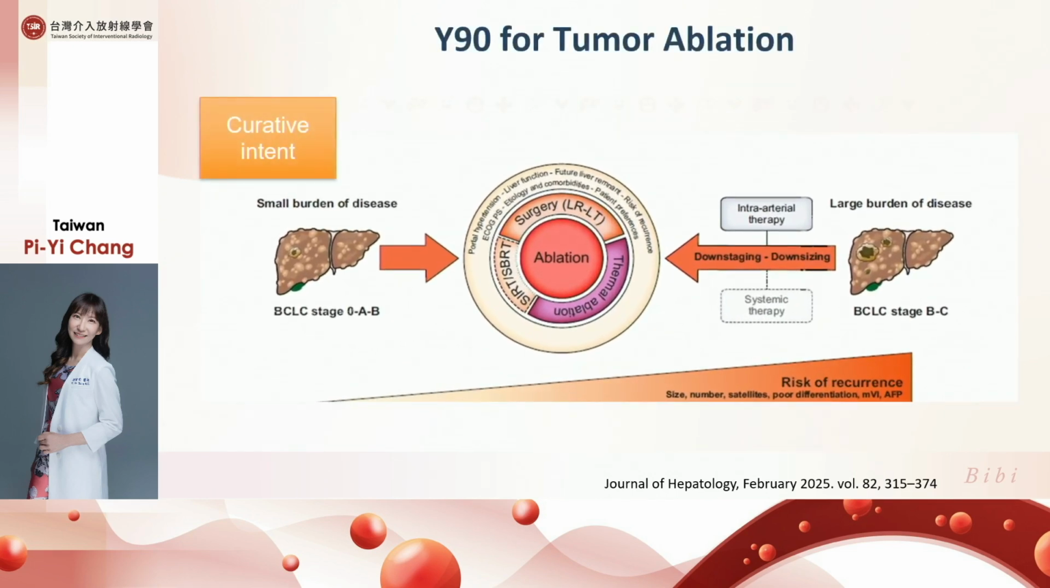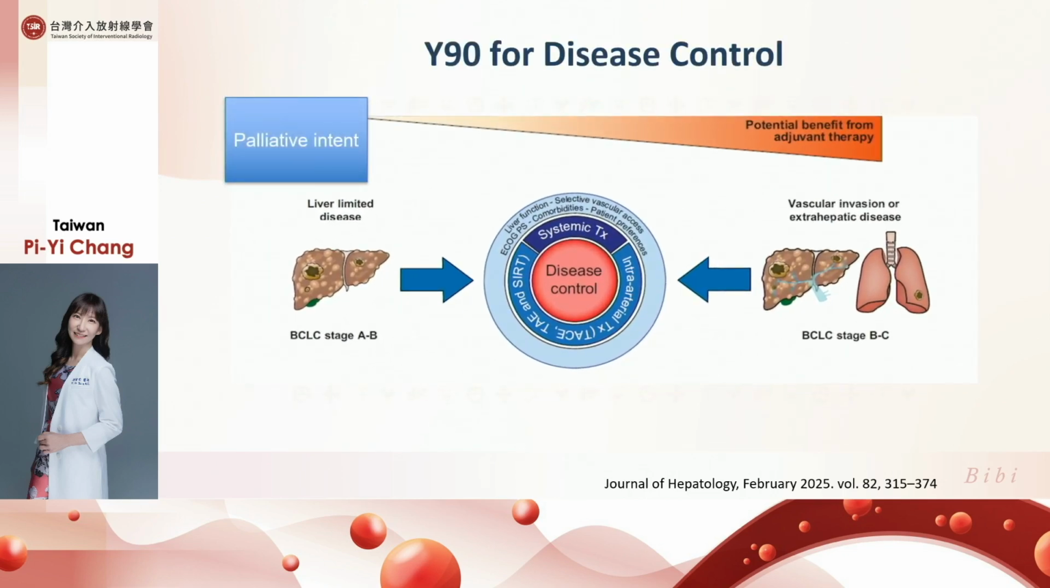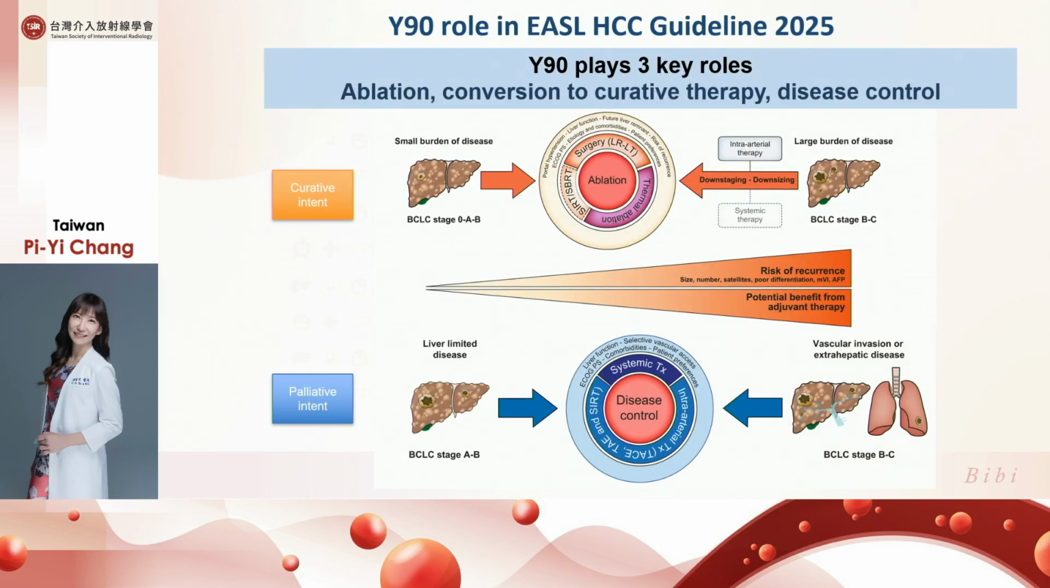So if Yttrium 90 can play a role for tumor ablation, we call it curative intent. And Yttrium 90 can also be used for disease control, for palliative intent. So Yttrium 90 in the ESO guidelines has 3 key roles: ablation, conversion to curative therapy, and disease control. It is quite important that Yttrium 90 can have both curative intent and palliative intent.